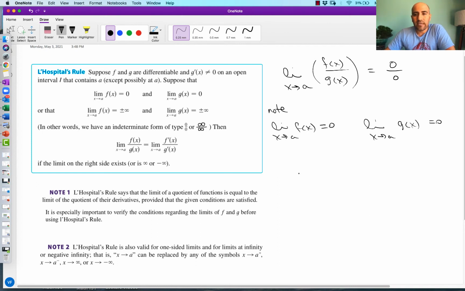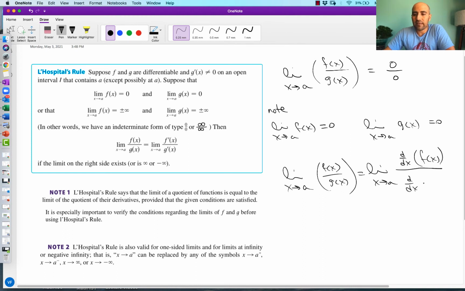What L'Hopital's rule is saying is that in order to find the limit as x approaches a of this ratio function, f of x over g of x, what we could do instead is find the limit as x approaches a of this new fraction, which is the derivative with respect to x of the f of x function, divided by the derivative with respect to x of the g of x function. This new ratio will have a limit that is equivalent to the original one, if it exists, or if it equals positive or negative infinity.